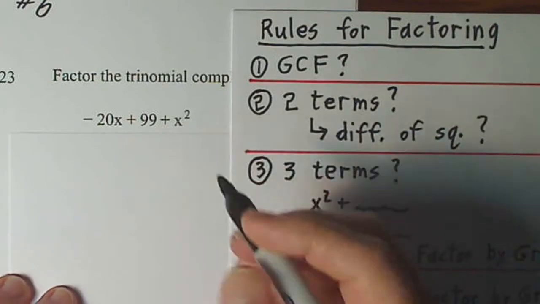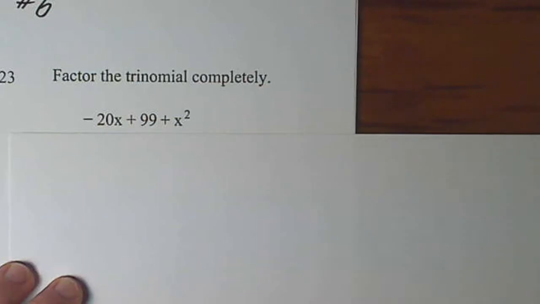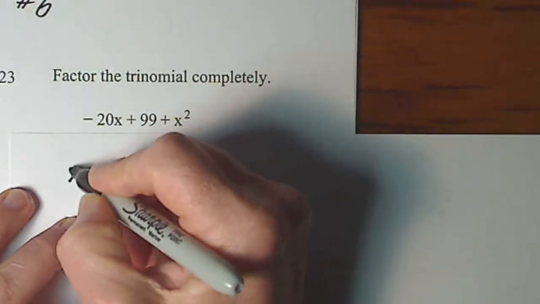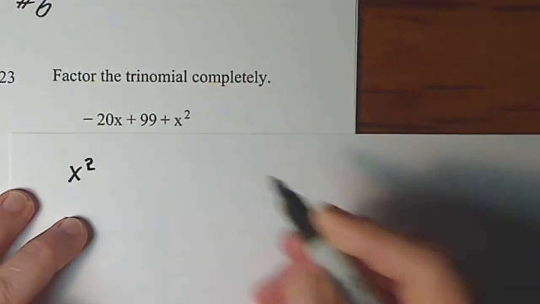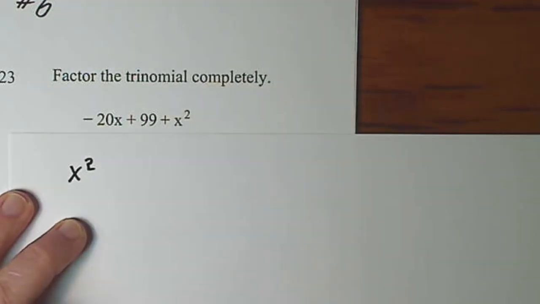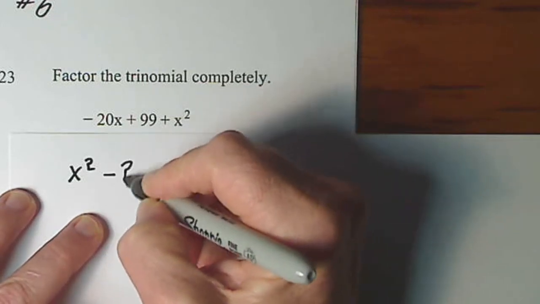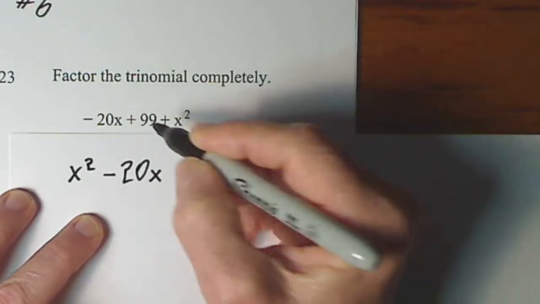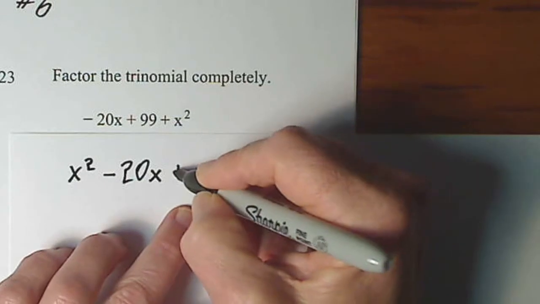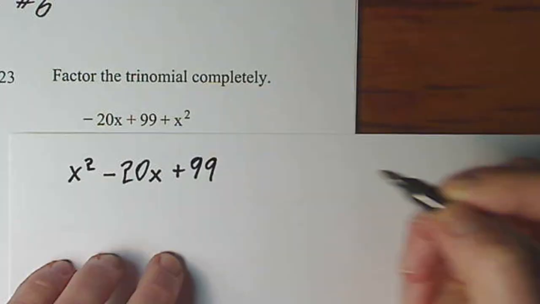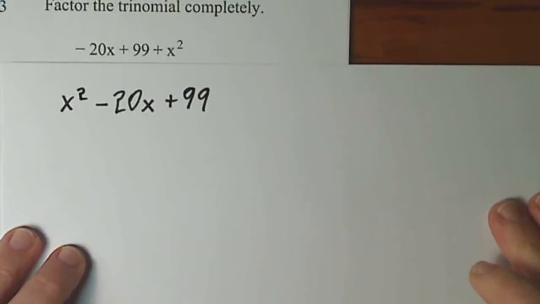X squared is the highest exponent. I got to get these out of the way. So you'll arrange this as x squared. That's a positive x squared. I don't have to put the positive sign. The next term would be a negative 20x. And the last term would be a positive 99. Okay, I'm going to slide this up now.